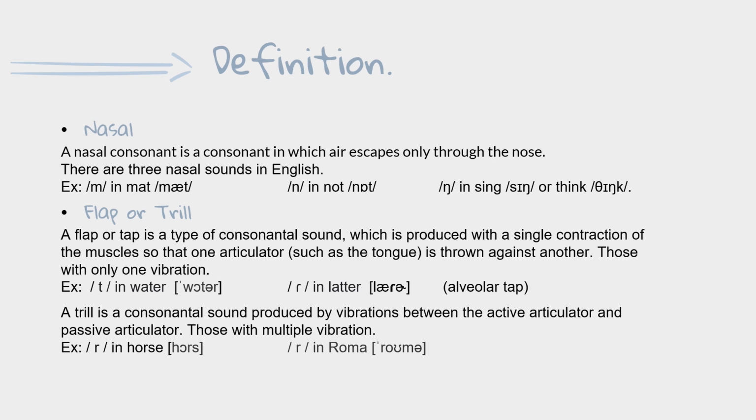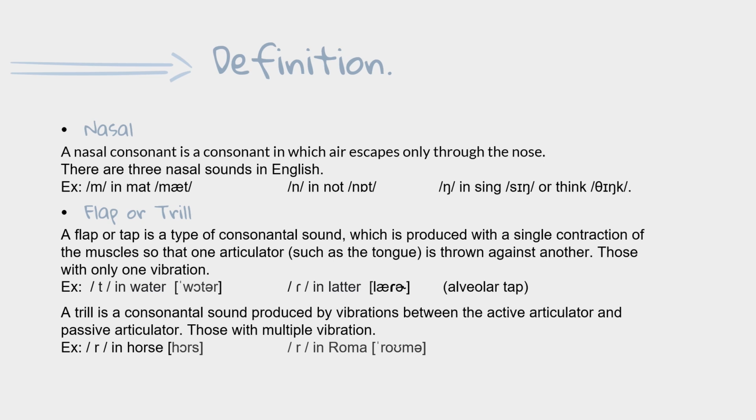t in water. And the second example is t in ladder. So the word ladder could be transcribed with a lowercase t to show the underlying phoneme, or it could be more precisely transcribed with the alveolar tap symbol. And it is the example of the tap in ladder.